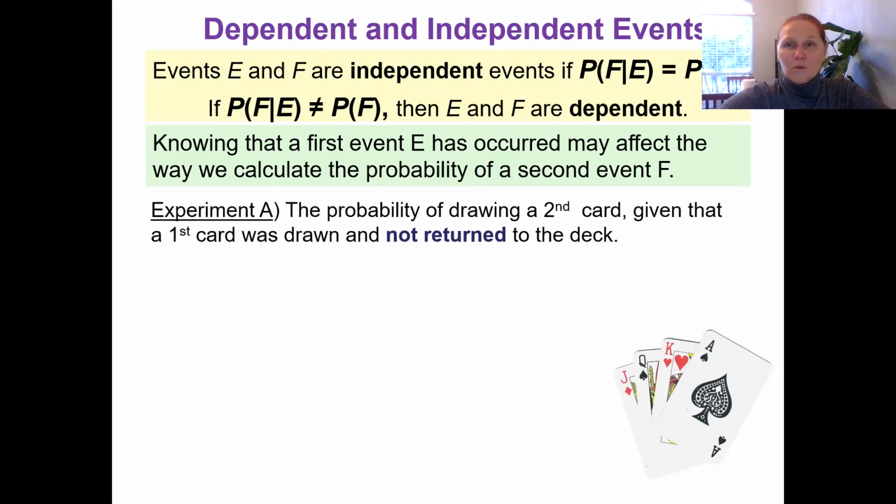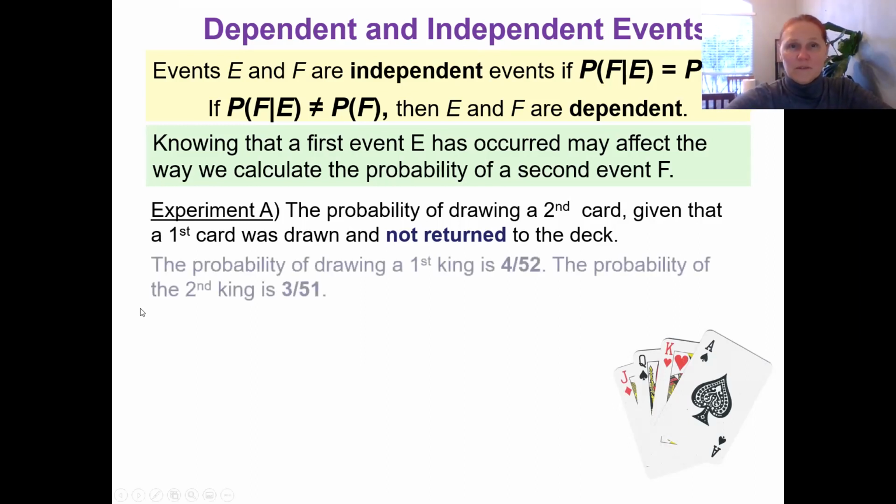For example, if you draw 2 cards and the first card is not returned to the deck, then the probability of getting the second card will be different. It depends on the first event. The probability of drawing the first king is 4/52. The probability of getting the second king is 3/51, because there are only 3 kings left and only 51 cards left.